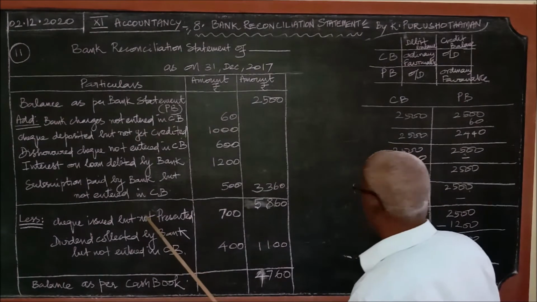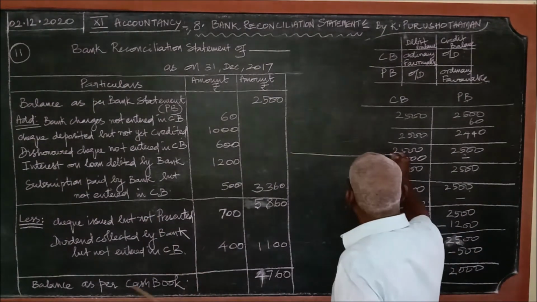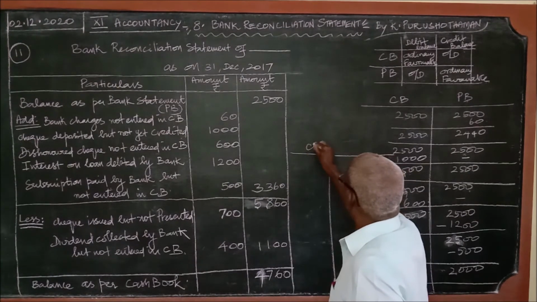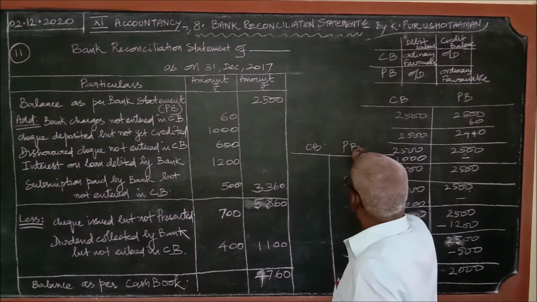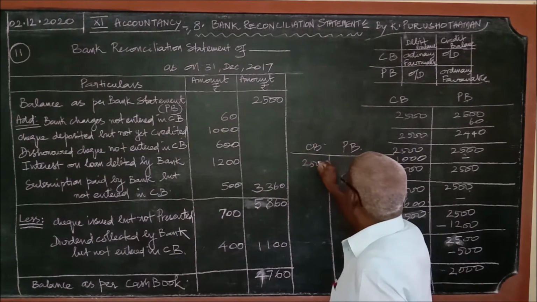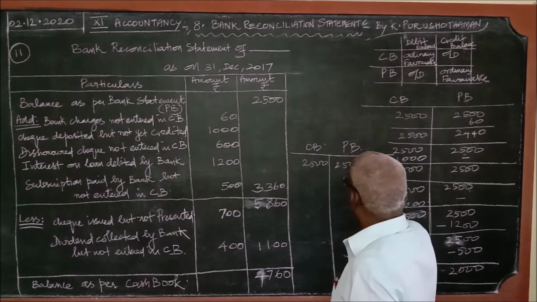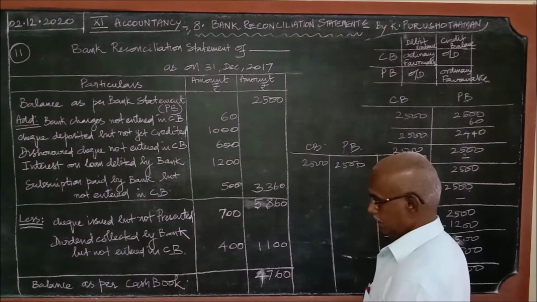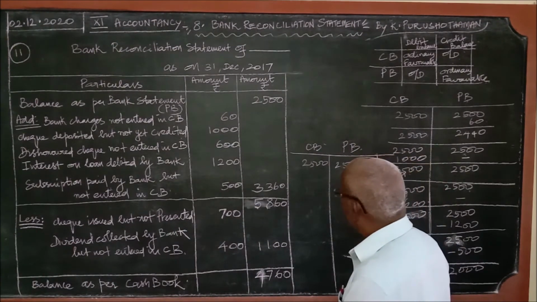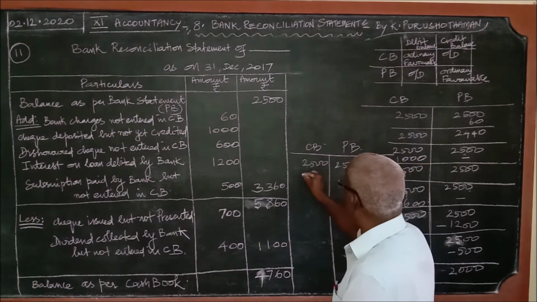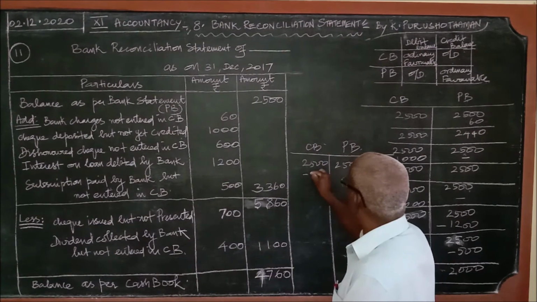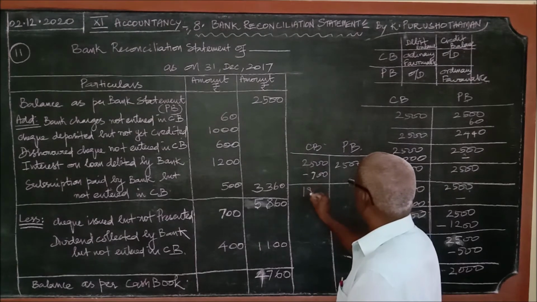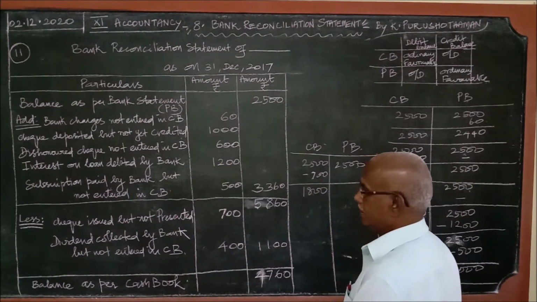Then, what about these things? These two. Cash book, passbook. 2500 balance, equal balance 2500. Check issued but not presented. When a check is issued, what will the business do? It will show the amount as a minus. In the cash book, it will become 1800.